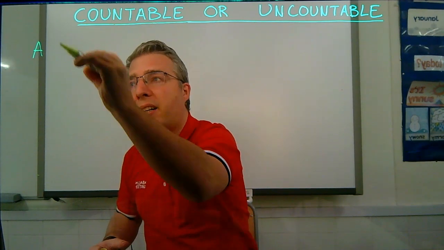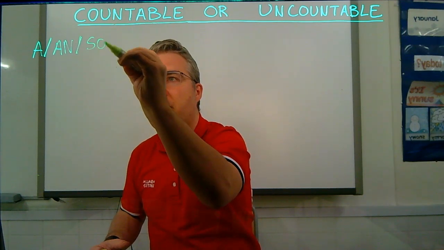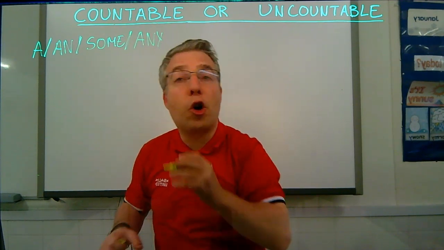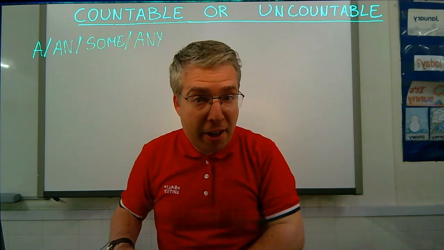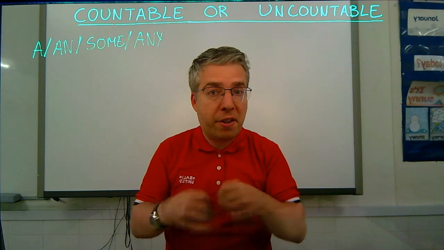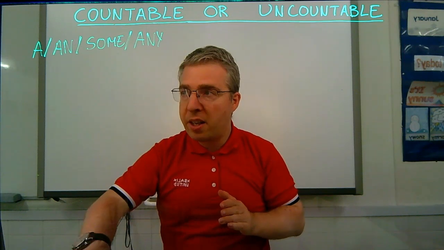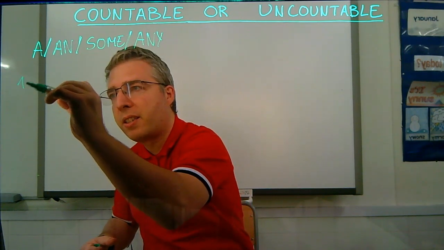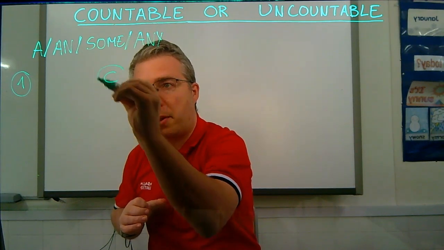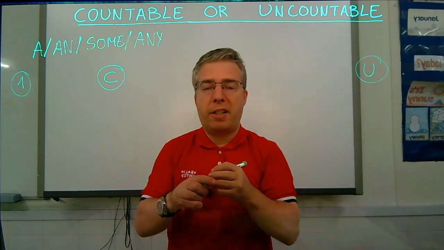They are a, an, some, or any. To do it properly, we need to remember to ask ourselves 3 questions in the correct order. The first one would be, am I talking about a countable noun or about an uncountable noun?